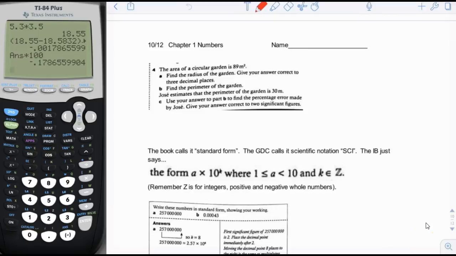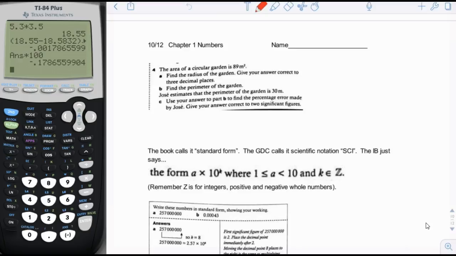Numbers Solutions, page 10. Last problem for rounding. The area of a circular garden is 89 square meters. Find the radius of the garden. Give your answer correct to 3 decimal places. Find the perimeter of the garden.